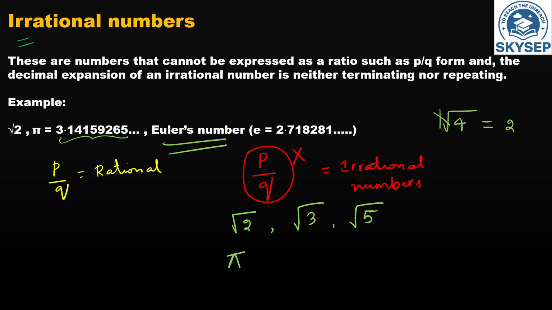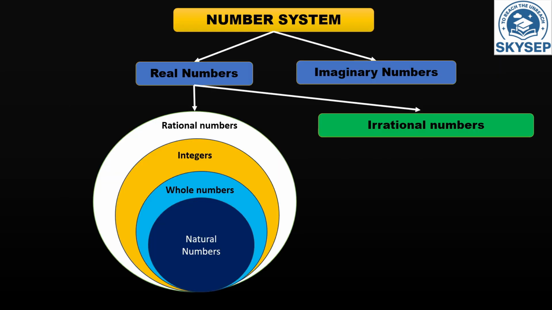You already learnt about the properties of irrational numbers in your ninth standard. Just revise the concept, what is the definition of an irrational number, so that in the upcoming classes, in this chapter only, we are going to learn some more properties of these irrational numbers. Okay. So this is the summary of the number system we just studied.